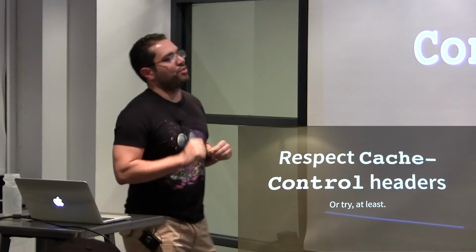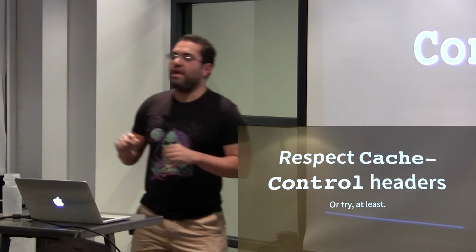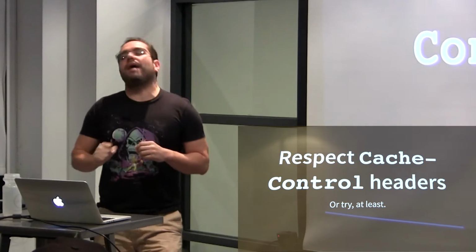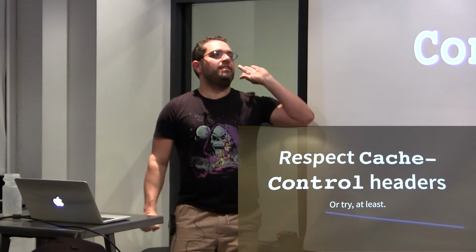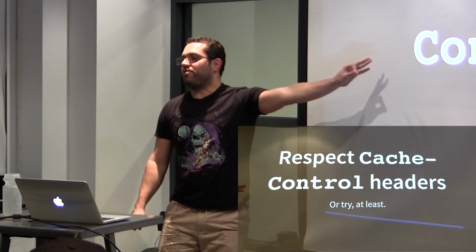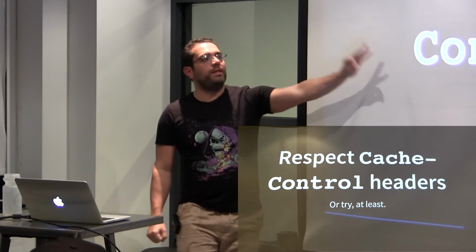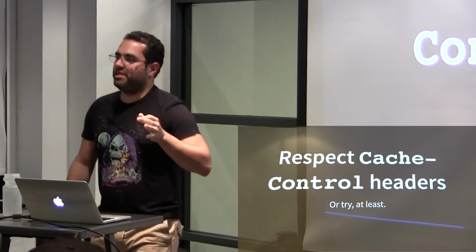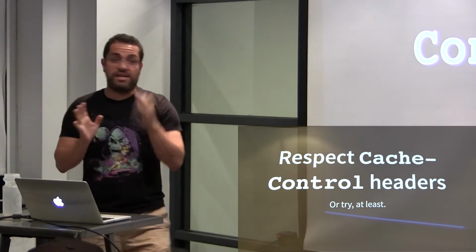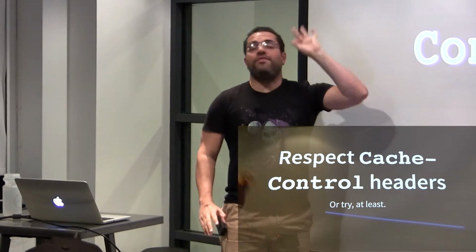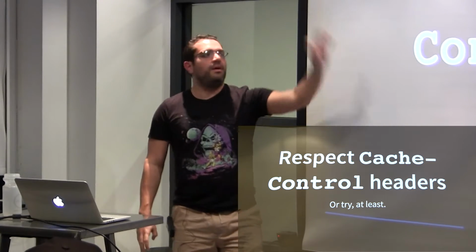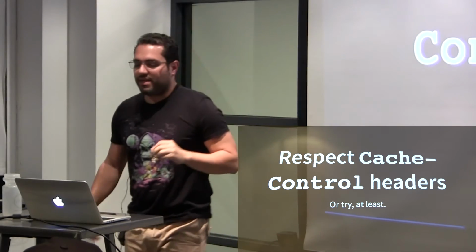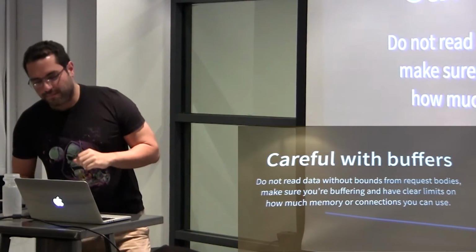So respect cache control headers. If the client is sending cache control information to you, try to respect this information or send it downstream, because the downstream services might understand what this means and they will do whatever is needed. If your proxy does not implement any kind of caching, ignore it and send it downstream. If your proxy does have caching, make sure you look at these headers and you respect the headers that the clients are sending to you.